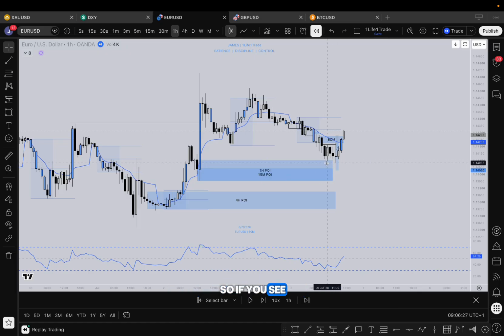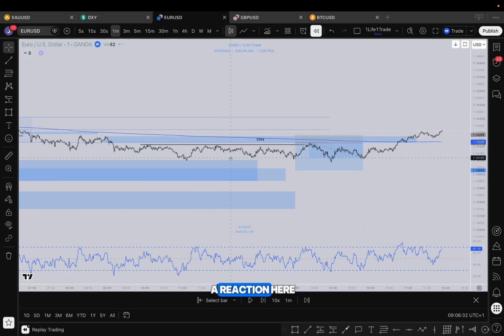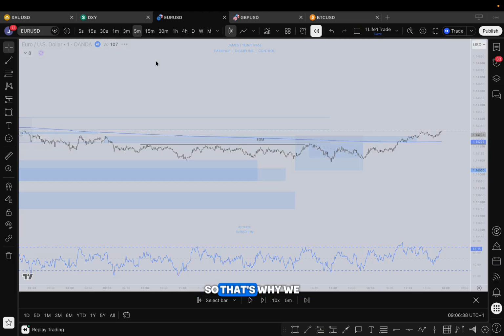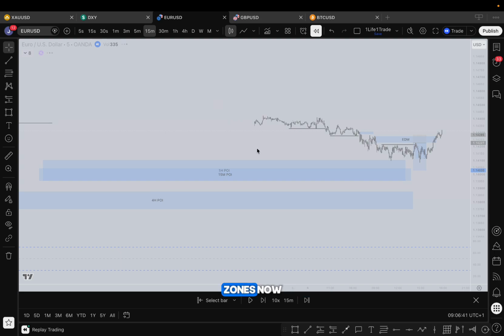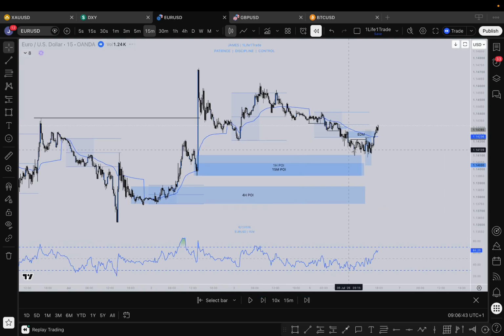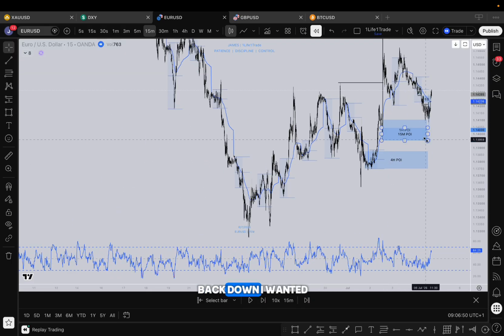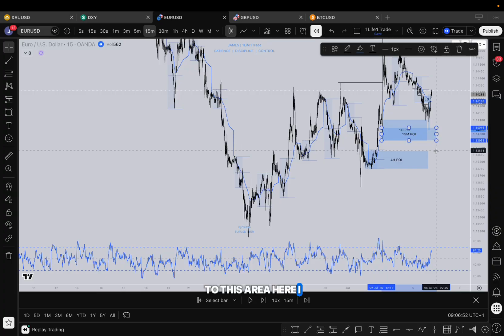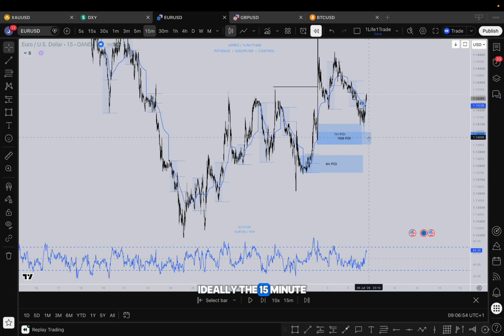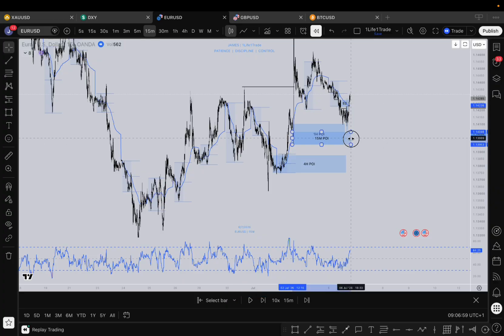These zones here, so if you see a reaction, let's just quickly jump down to the minute. If you see a reaction here, you know that's because it's jumped off the hourly order block. So you just know what it's reacting to. So that's why we mark out various different zones. Now, with this, I marked out the 15-minute POI because overall, I was looking for it to come back down. I want it to come down to this area here, ideally the 15-minute POI, and then take a buy. That's what my initial target was.